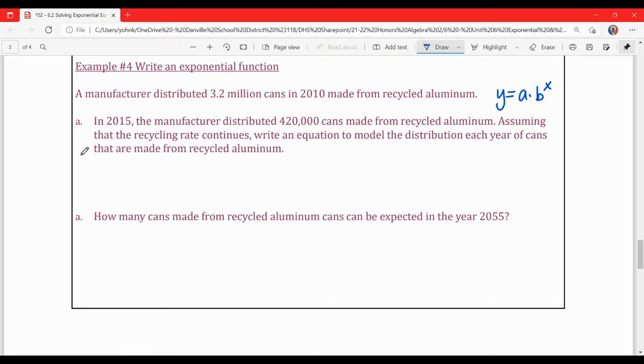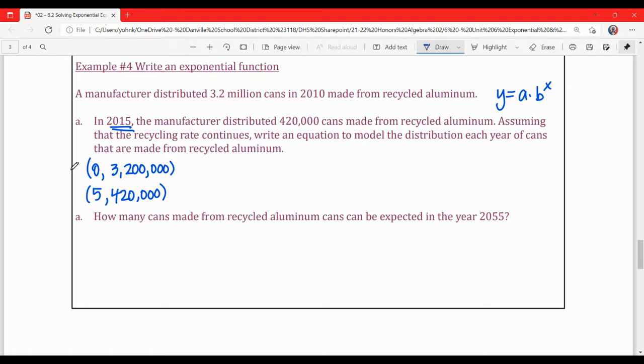Let's see if we can get some ordered pairs going. Well, in the beginning, 2010, we had 3.2 million cans. So in the beginning, year 0, we had 3.2 million cans, which is 3,200,000. 5 years later, so x equals 5, we now have 420,000 cans. There are my two ordered pairs that I can use now to write my equation.